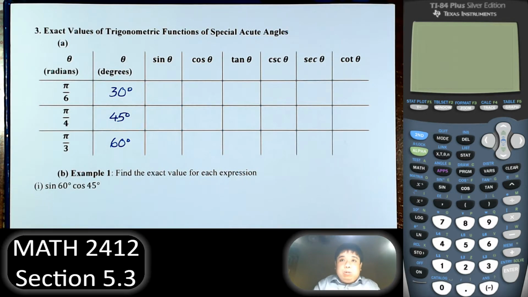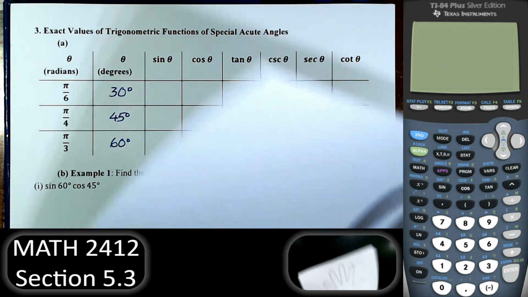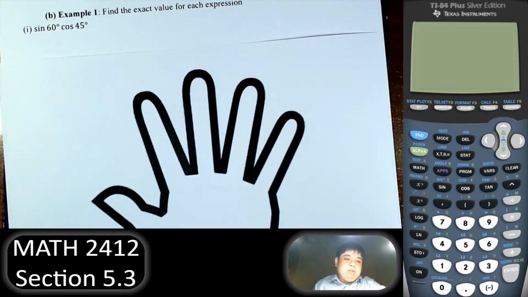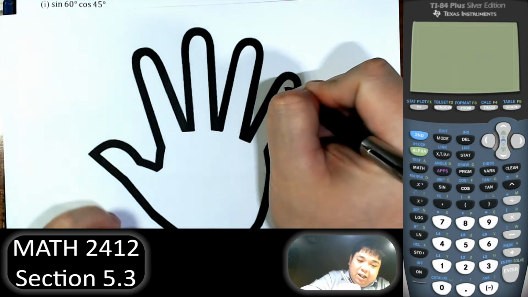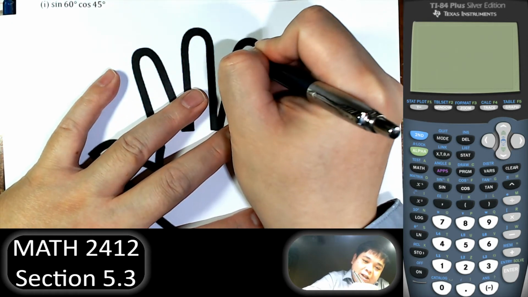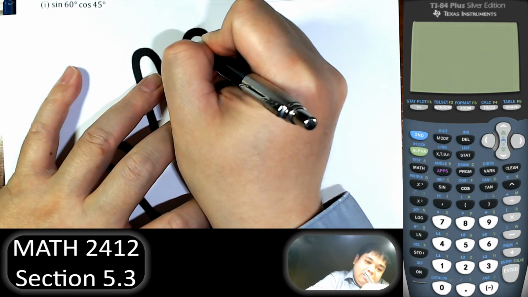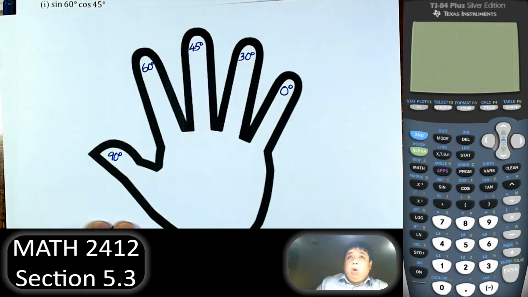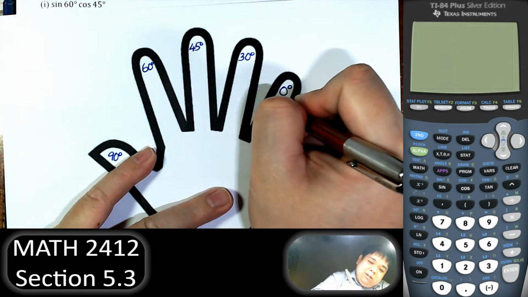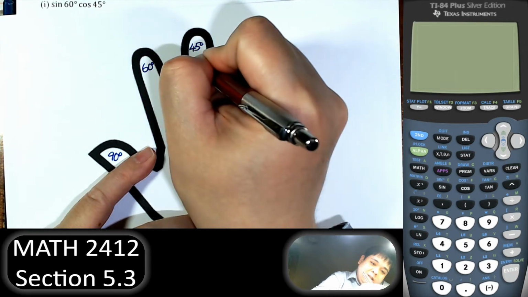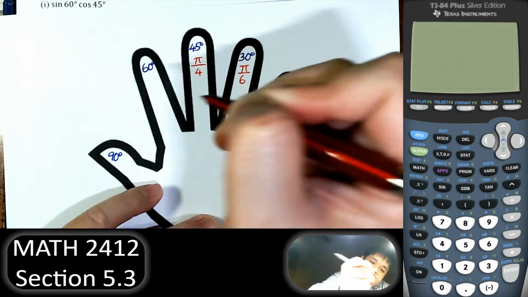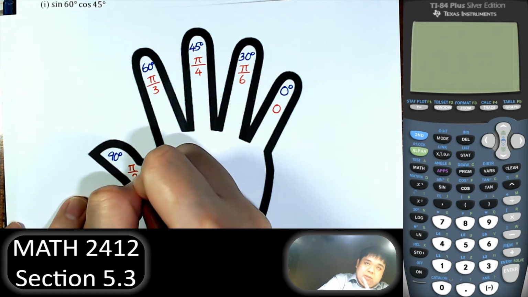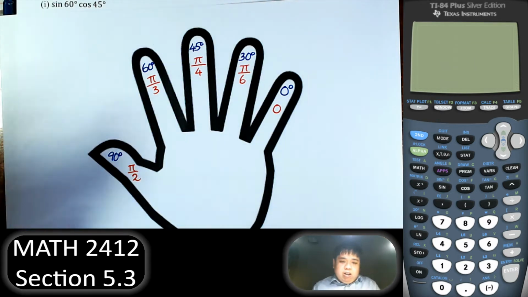Okay. Now, if you took my trigonometry class, then you know this trick already. It's called the hand trick, either the left hand or the right hand. So we have the special values on the hand. 0 degrees, 30, 45, 60, and 90. Equivalently in radians, 0, pi over 6, pi over 4, pi over 3, and pi over 2. Right, so those are the special values corresponding to the hand.